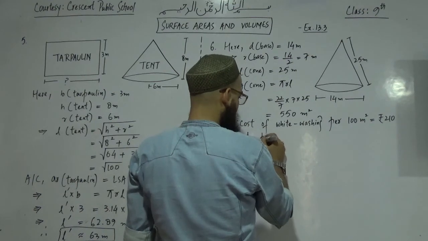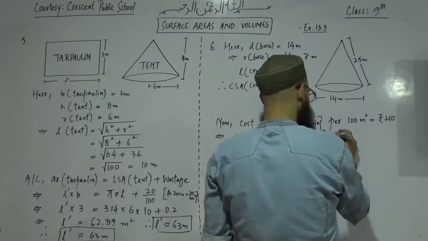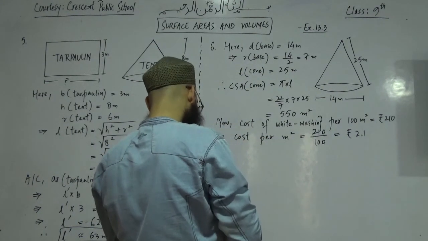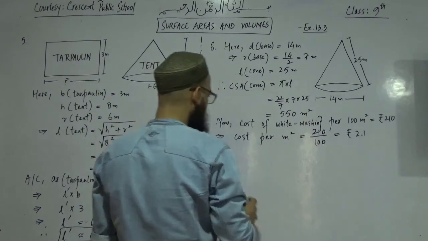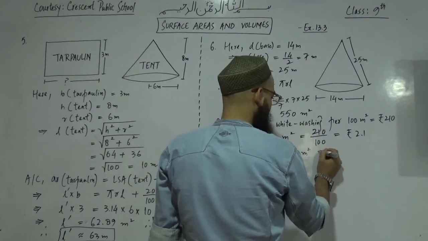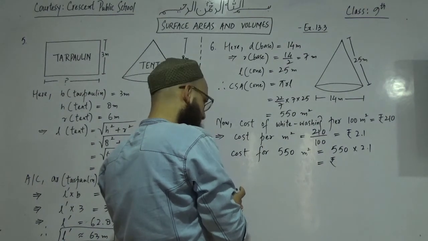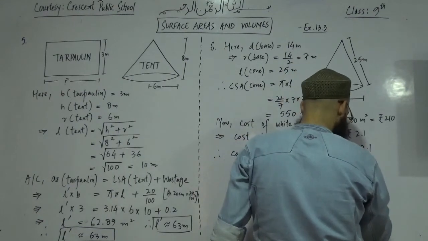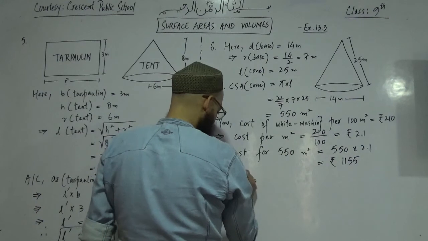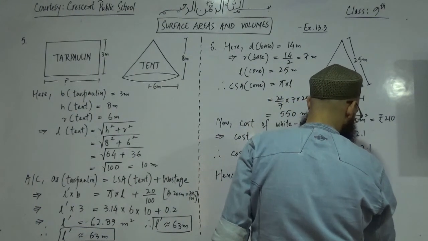cost per square meter will be 210 divided by 100. So that will give you rupees 2.1. So 2.1 is your cost per square meter. Therefore, cost for 550 square meter is equal to 550 times 2.1, and that is 1155. That's your answer. Hence the required cost is rupees 1155.